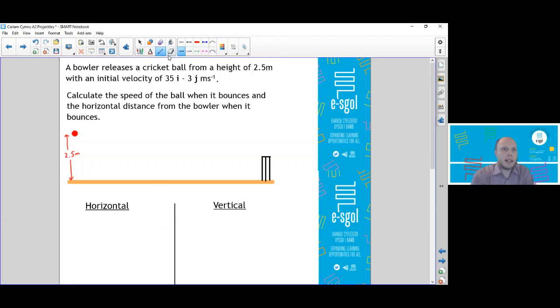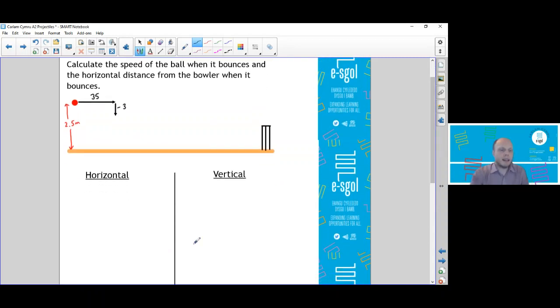And this time we've given our initial values in vector form. So we've got an i component, a horizontal component of 35 meters per second. I'm not going to put in the units because we can get a bit cramped up here. And our vertical is -3. So that means when it leaves the bowler's hand, the ball is already coming down. All right. Rather than coming out horizontally, it is already dropping.